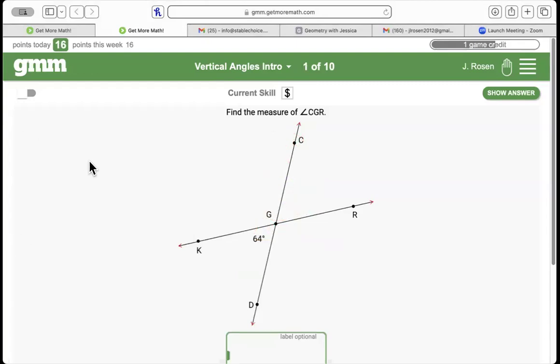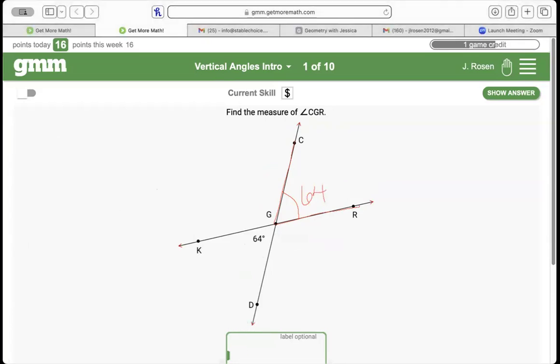Okay, let's look at another one. We've got find the measure of CGR. So CGR, again, you can trace it. And we're going to talk about this measure right here. It's vertical to KGD, and KGD is 64. So that means this one would be 64.